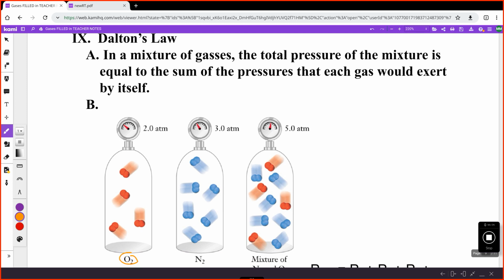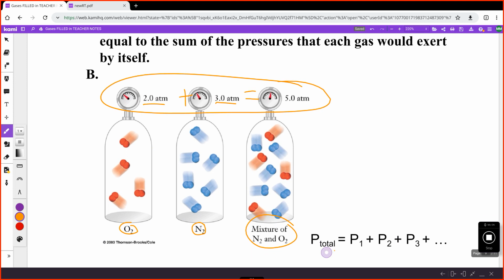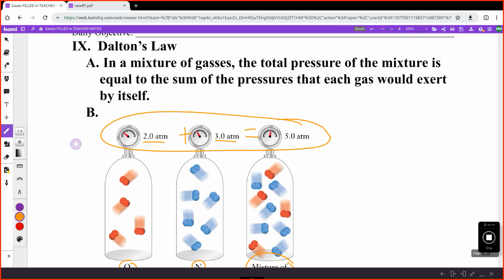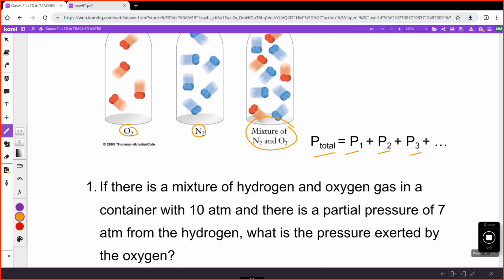Here's a sample of oxygen with a pressure of 2 atmospheres, and a separate container of nitrogen with 3 atmospheres of pressure. If we mixed these two things together, the new pressure is just the sum of the old. And we would do this for as many gases as were added to a mixture. All right, pressure total is 1 plus 2 plus 3. That's it. For New York State's Regents Curriculum, that's what Dalton's law of partial pressure talks about.